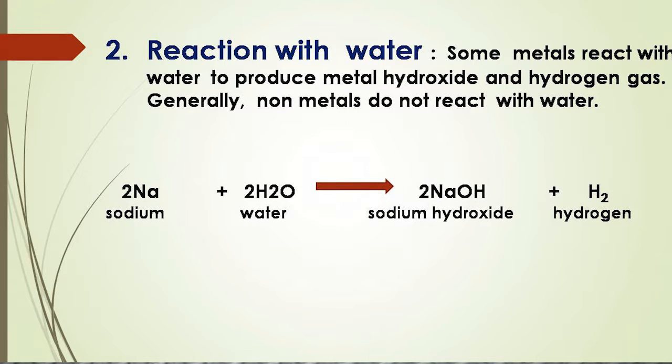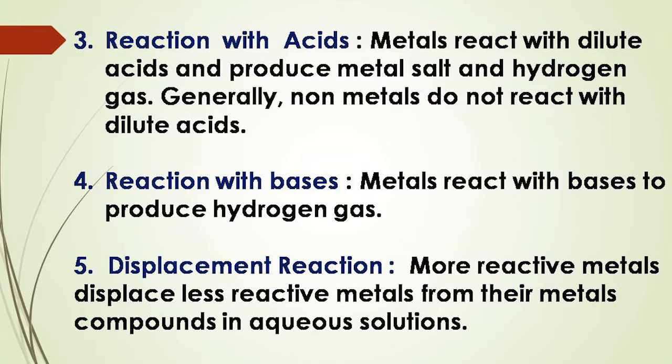Second one is reaction with water. Some metals react with water to produce metal hydroxide and hydrogen gas. Generally, non-metals do not react with water. Third one is reaction with acids. Metals react with dilute acids and produce metal salt and hydrogen gas. Generally, non-metals do not react with dilute acids. Fourth one is reaction with bases. Metals react with bases to produce hydrogen gas.